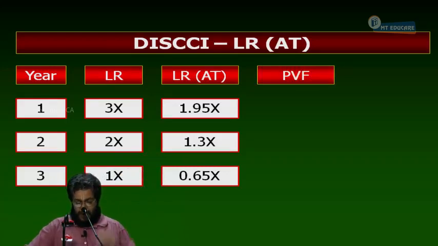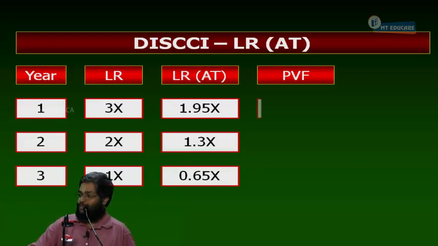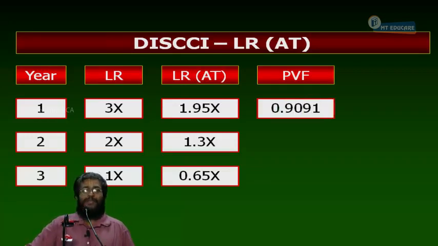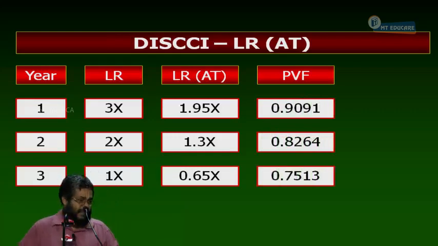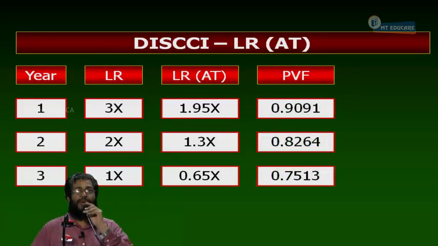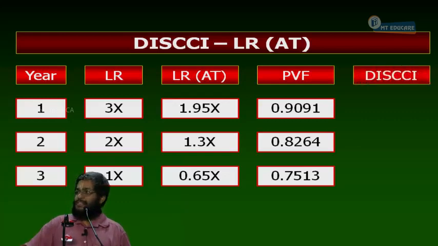Now, next, present value factor at, what is the return I want? 10%. Present value factor at 10%. A child also knows the factor for 10%. Tell me what is it? 0.9091, 0.8264, 0.7513. Now, next column. This was the last column. Discounted lease rental. The last column is discounted lease rental. We can even call it discounted inflow.